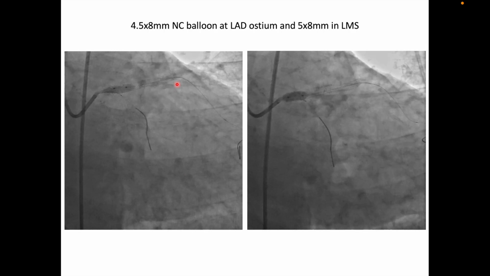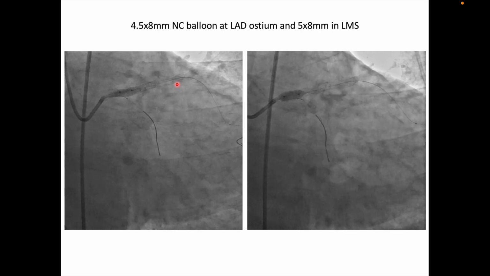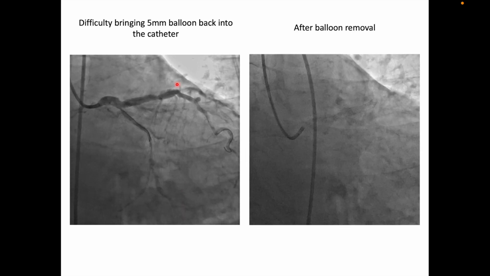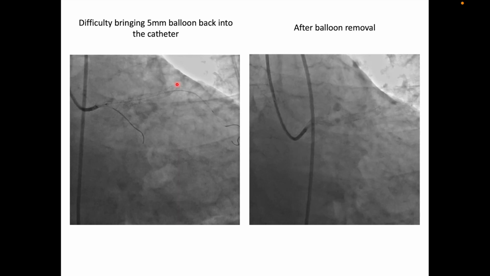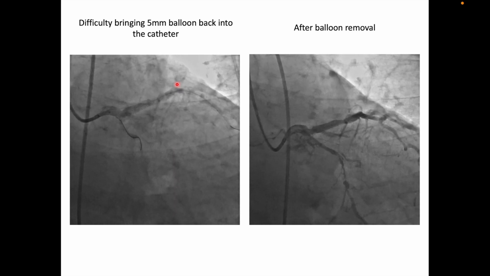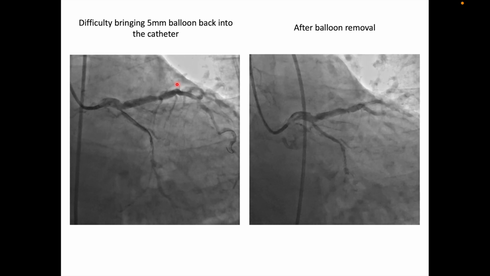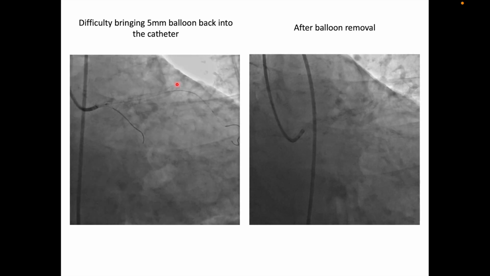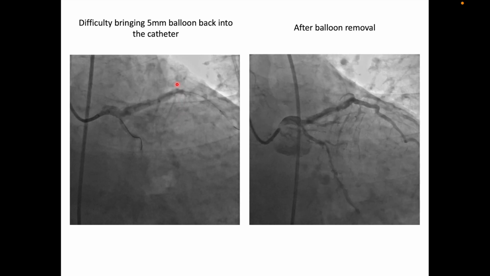Post-dilated with a 4.5 by 8 millimeter non-compliant balloon at the LAD ostium and 5 by 8 millimeter in the left main stem. Now there was a lot of difficulty in bringing the 5 millimeter balloon back into the catheter. Probably the balloon was not deflating sufficiently or whatever, but there was a lot of push and pull and the guide catheter was coming in. The balloon just would not come back. Finally, we succeeded in removing the balloon, and after the balloon removal, this is the image that we got.